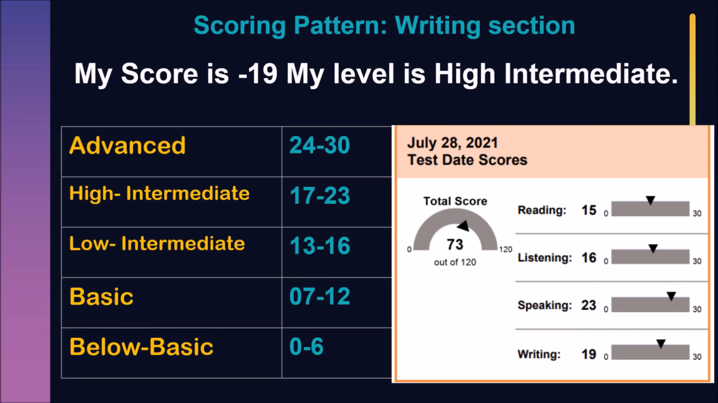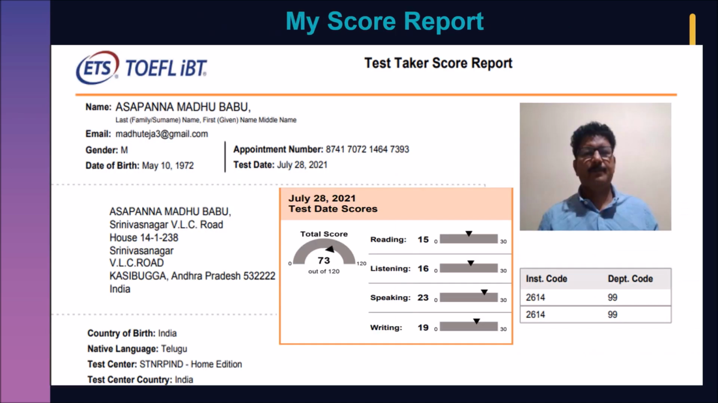Now this is my scoring card. Actually, I got only 19 without much preparation, and you can check my level is high intermediate. The advanced level is 24 to 30, high intermediate is 17 to 23, low intermediate is 13 to 16, basic is 7 to 12, and below basic is 0 to 6. This will be the scorecard.